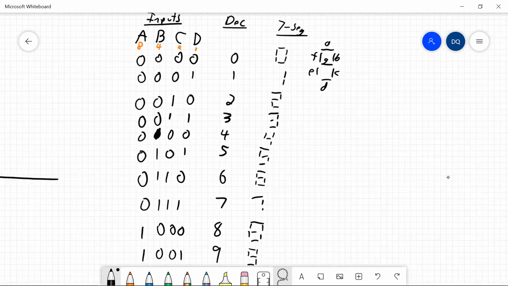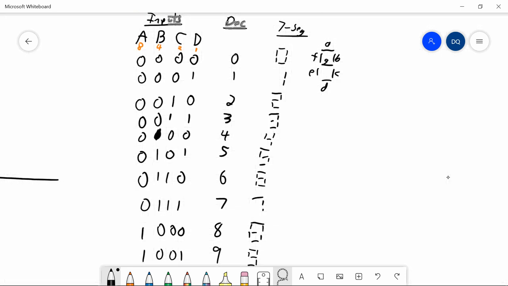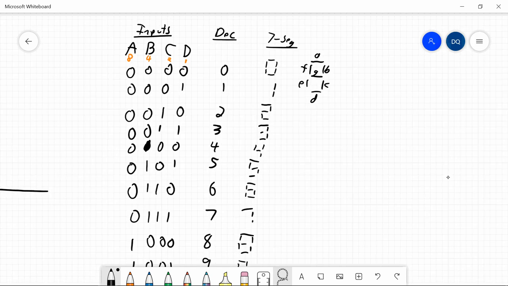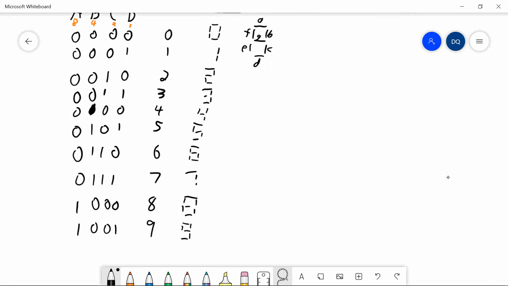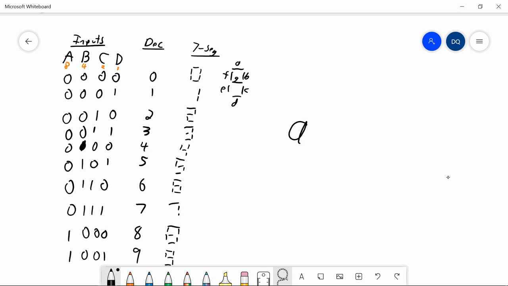And we have to be able to detect them when we're given these binary numbers here. So the best way to solve this problem is to actually look at it backwards. Don't try and figure out how to get the lights on for each of these numbers. Look at it the other way. Which numbers turn on the various lights? So let's have a look at segment A. Okay, segment A. When does segment A come on?